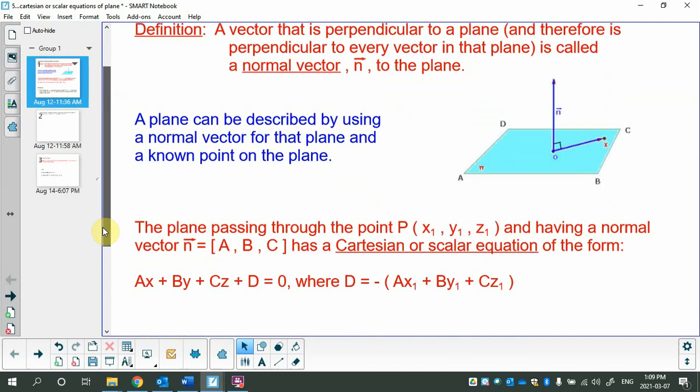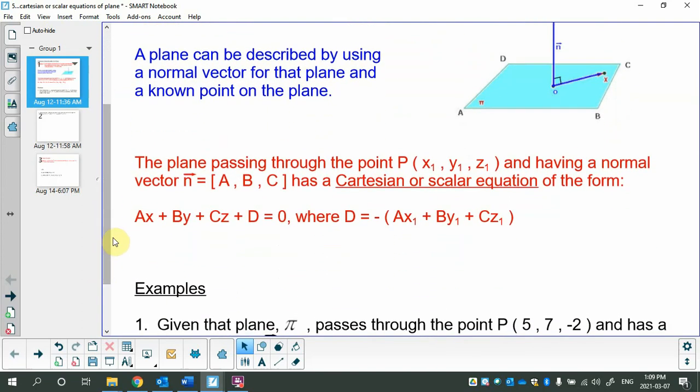So the plane passing through the point P1, x1, y1, z1, and having a normal vector that has components A, B, and C, actually has a Cartesian or scalar equation of the form ax plus by plus cz plus d equals 0. So it's very much like the standard equation of a line, but it's a Cartesian equation of a plane. And d is defined by this formula, which I never use, and I will show you how I never use it in the question that's coming up.